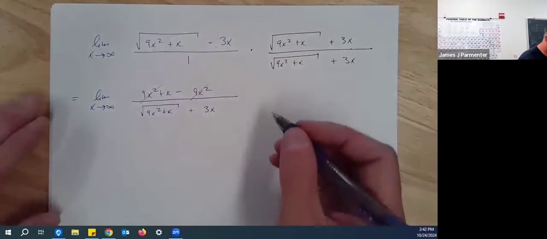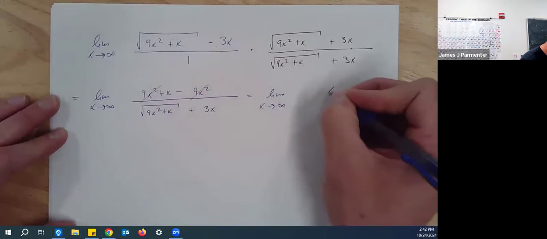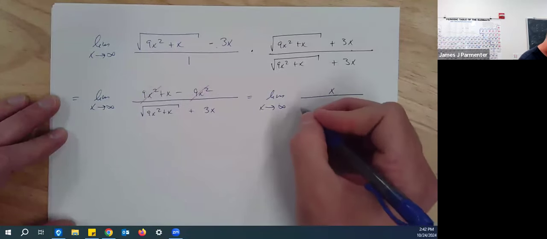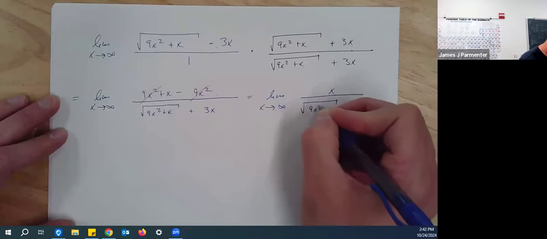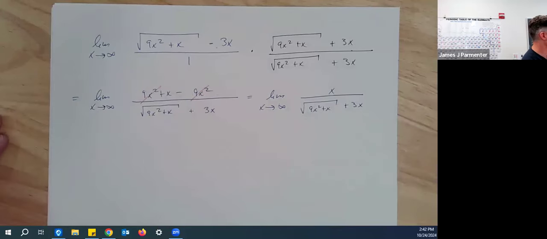Okay, here's the things that are a little bit tricky. You got x on top. You got the square root of 9x squared plus x plus 3x. And this kind of, although not exactly, looks like a rational function. It's not. The square root makes it not a rational function because the bottom is not a polynomial. But it kind of looks like a rational function where the highest power on top is 1, and the highest power on the bottom is also 1.